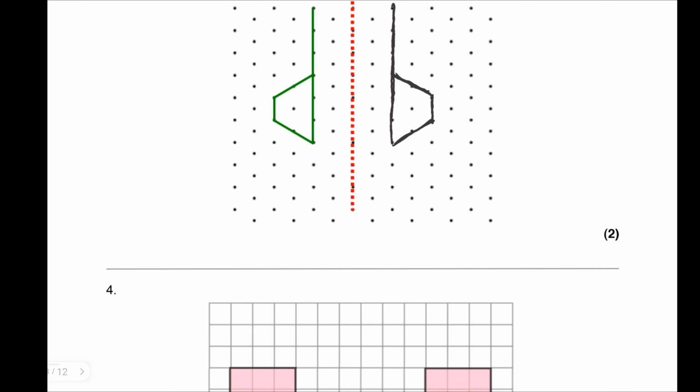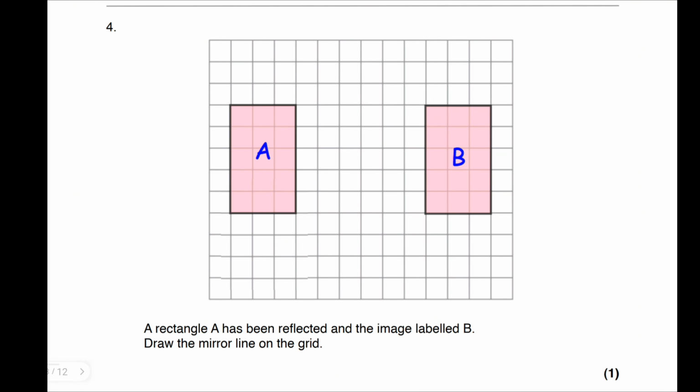There we go. So in this exercise, in this question 4, a rectangle A has been reflected and the image labeled B. Draw the mirror line on the grid. So that is easy. All we have to do is to calculate the spaces between them, which I can see here is 6 squares away from each other. So half of 6 is 3, so that means the mirror line is going to be right here. Make sense?